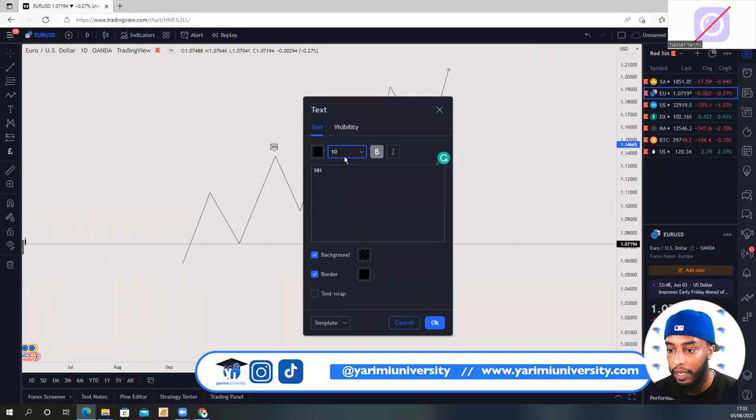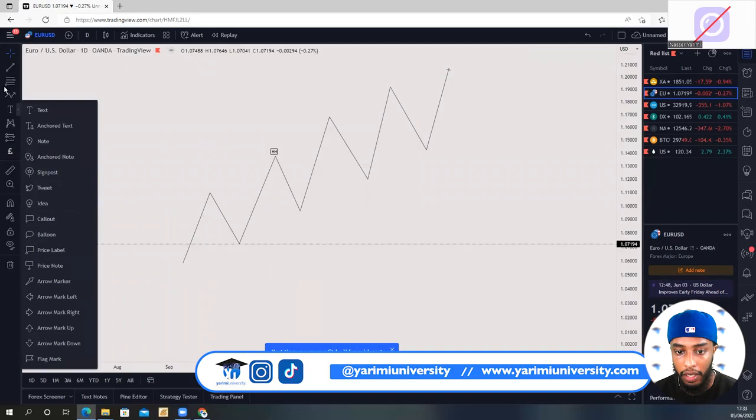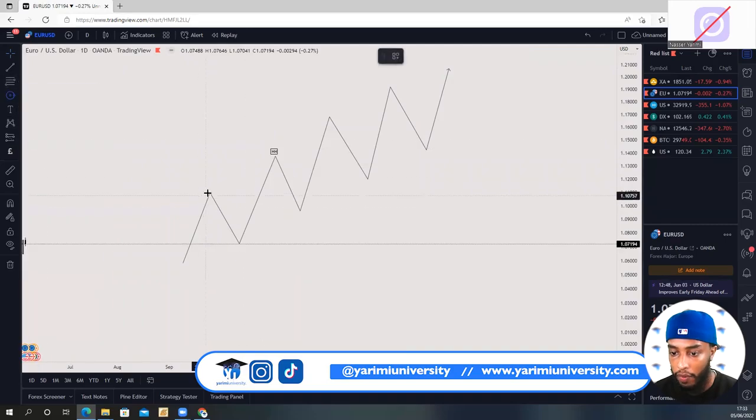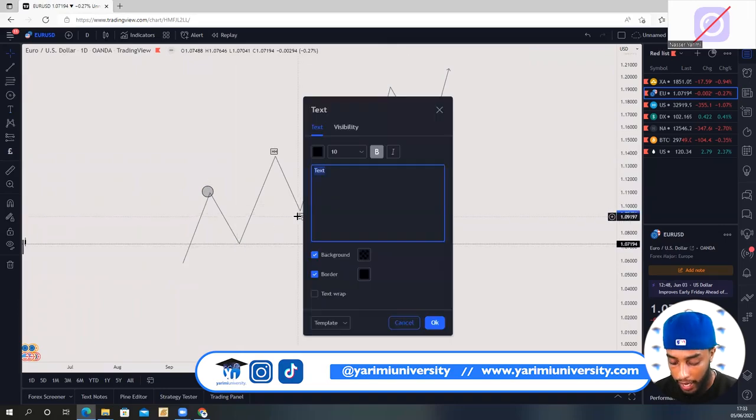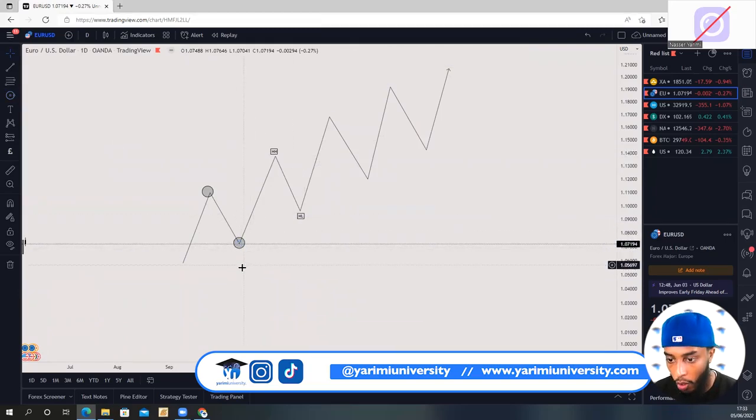Why is it called a higher high? Because it is higher than the previous high. It's higher than the high that is over here. This is called a higher high. Why? Because this high is higher than this high over here. This now is called a higher low, HL. Why is it called a higher low? Because it is higher than the previous low. It's higher than this low over here.